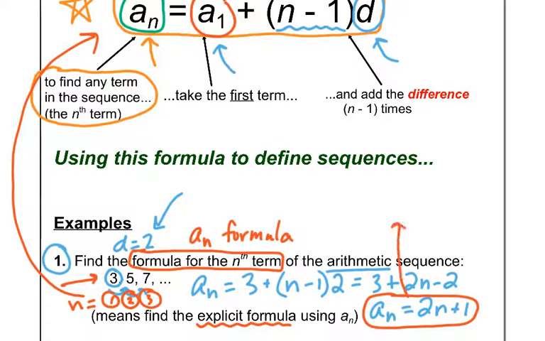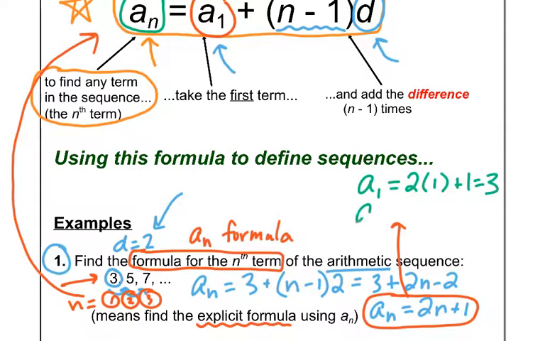Let's do it up here. If I knew this was my answer, and I said, well, using that, what is a sub 1? Well, we would plug in 1 for n. 2 times 1, n is 1, plus 1. And that is 3. Hey, that's what we got.